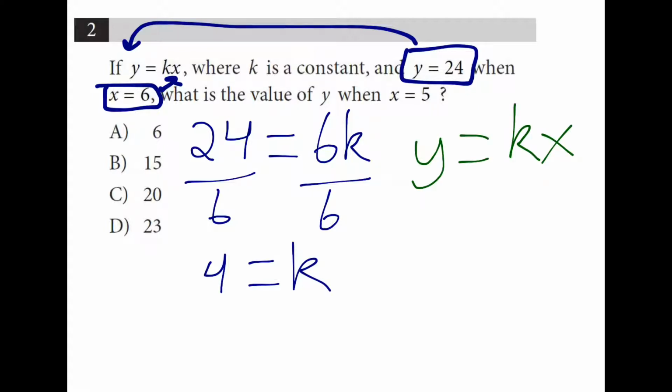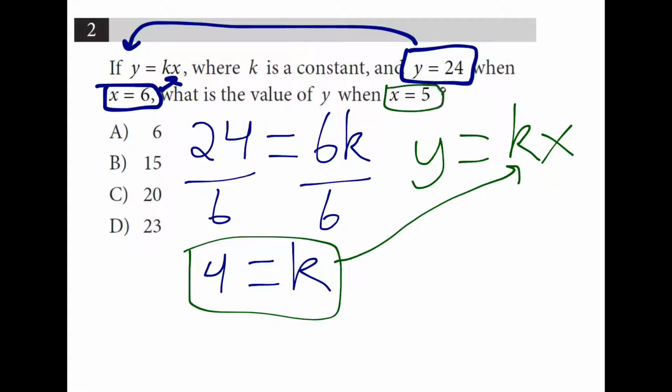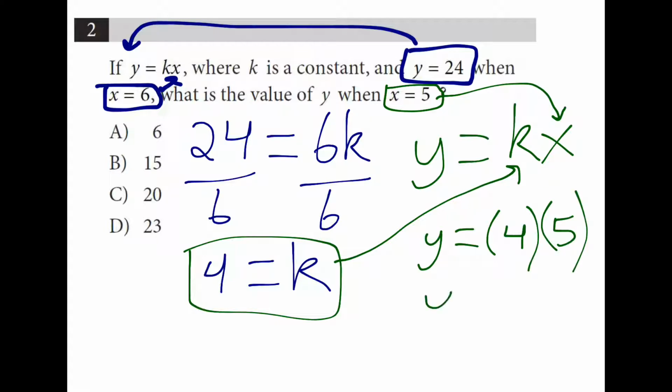If we rewrite our original equation, y is equal to kx, now we can plug in for k and we can plug in for x, and this will allow us to solve for y. So in other words, y is equal to 4 multiplied by 5. So y is equal to 20.